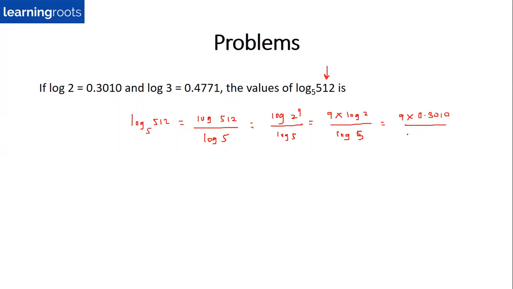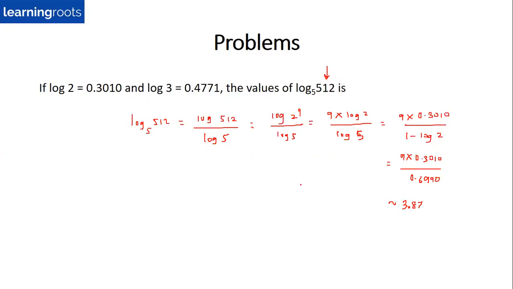But otherwise, you can also do 1 minus log 2, right? Because 5 is nothing but 10 divided by 2. So 1 minus log 2 is something you can do. So 9 into 0.3010 upon 0.6990. If you calculate the answer, I think some of you have given it, it comes to 3.87 something. So that should be your answer. So the value of log 512 to base 5 will be 3.87.